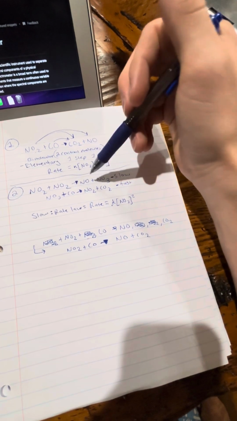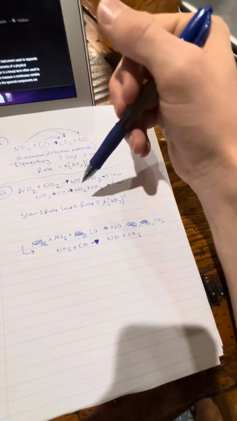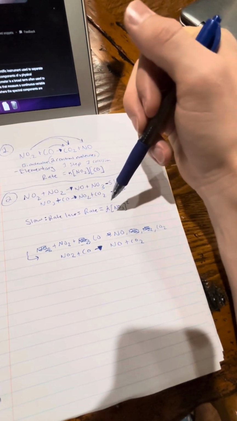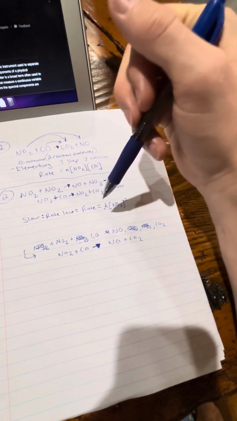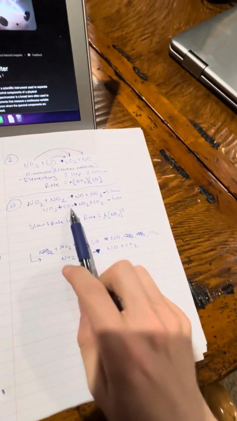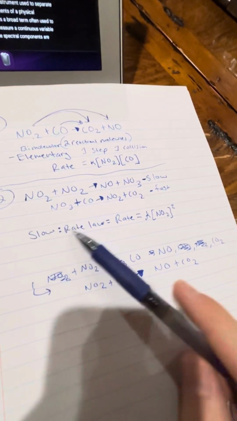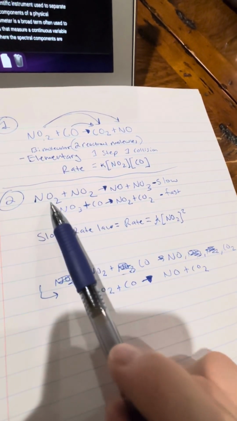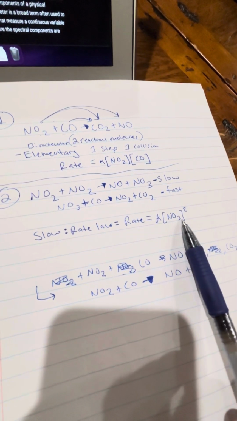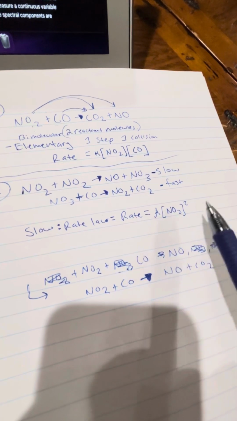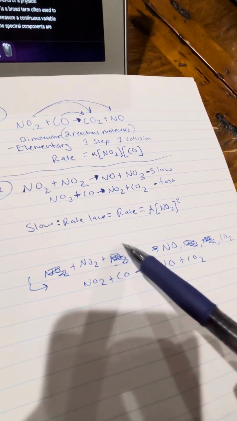And for the slow one, we know the slow is the rate limiting step. So we're going to base our rate constant and rate formula, rate law, off of the slow one. So the rate law is just going to be these two together. And then since we have two of them, we put the two up here.